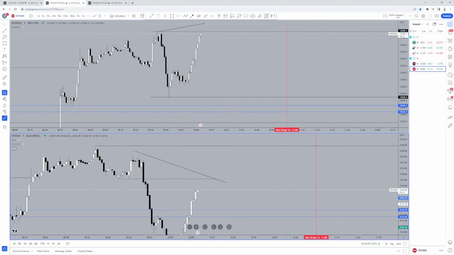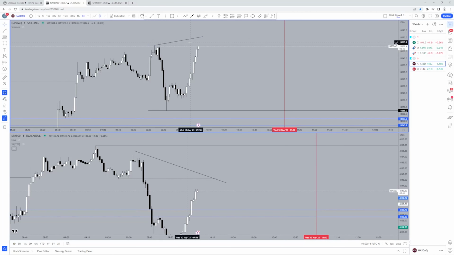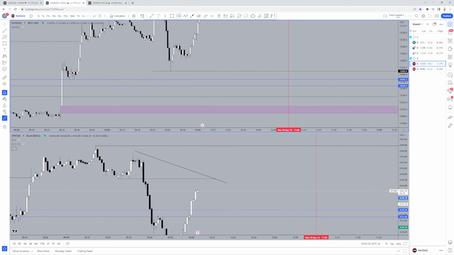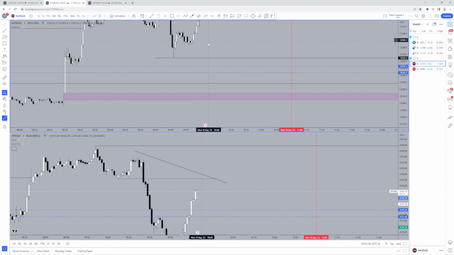We are now approaching my scenario. If we tap onto this breaker block, on the other hand, we will grab liquidity on Nasdaq. We might be having another short, which might be a big opportunity for us to go ahead and at least hit this imbalance, this volume imbalance down here.